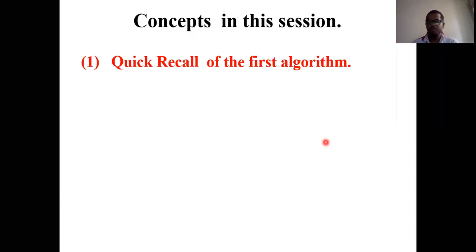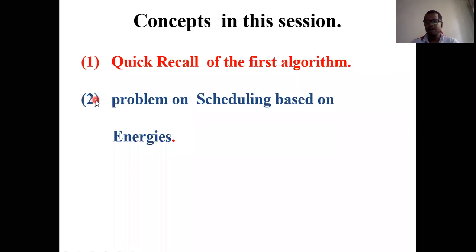In the last class, we have seen one of the classifications of hydrothermal scheduling, which is based on energies theoretically. Now, in this class, we'll go one by one. The first one is a quick recall of the first algorithm. We already saw the first algorithm in the last class, so let's do a fast recall of it. Once it is completed, let's try a simple problem based upon the first algorithm.